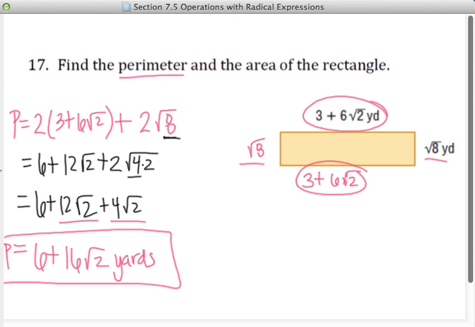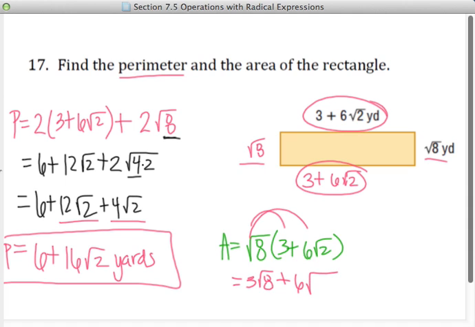The other one I need to do is my area. Remember, area of a rectangle is just length times width, so it's going to be square root of 8 times 3 plus 6 square root of 2. I would distribute, so that will give me 3 square root of 8 plus 6 square root of, 8 times 2 is 16. And I know the square root of 16 is 4, so I have 3 square root of 8, and then 6 times 4 is 24, so plus 24. And I would label this one in yards squared, but am I done all the way?